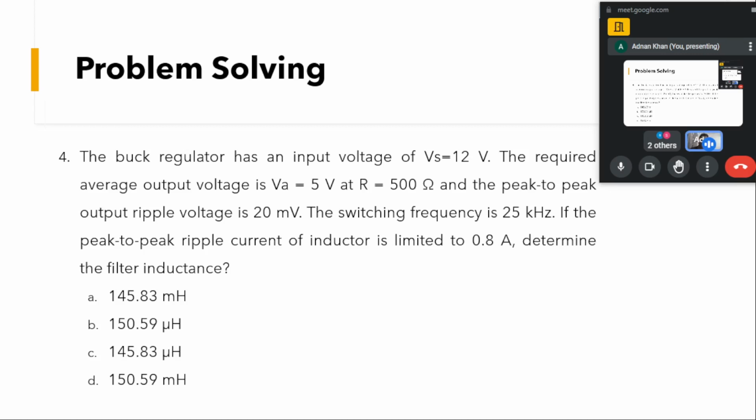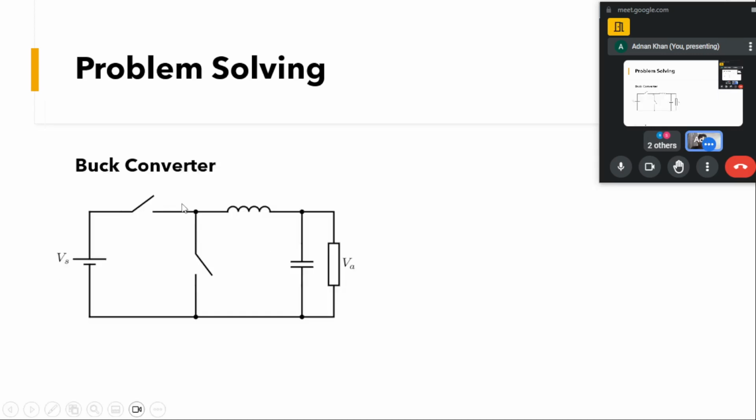Many options are given: 145.83 millihenry, 150.59 microhenry, 145.83 microhenry, and 150.59 millihenry. Now we'll go towards solving this question. This is the buck converter, this is the control device, and this is mostly an uncontrolled diode. We can have a controlled one, which would be a synchronous converter.